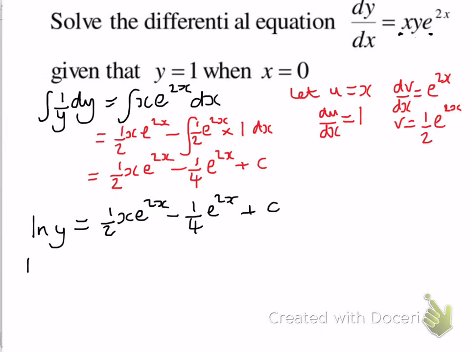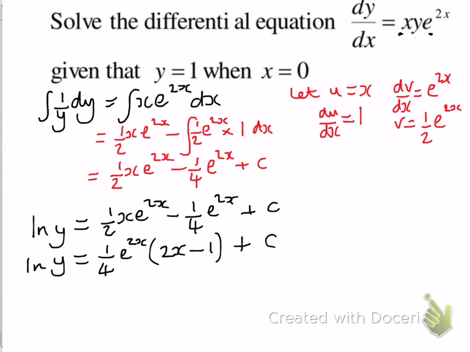And writing this in a slightly neater way, I can therefore say that a quarter e to the 2x, so taking out a factor of a quarter and e to the 2x, will give me 2x minus 1 plus my constant c.